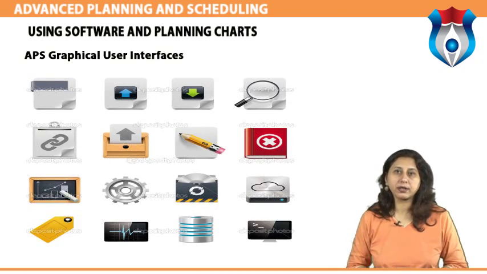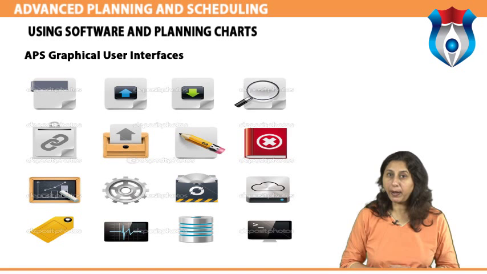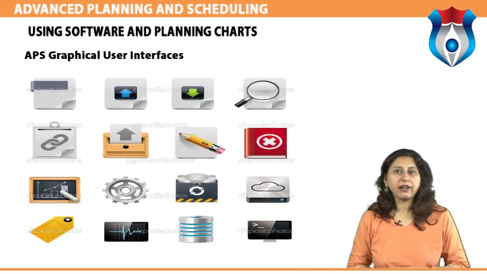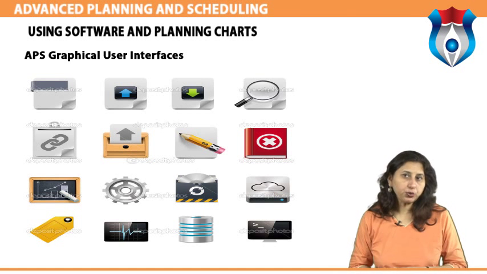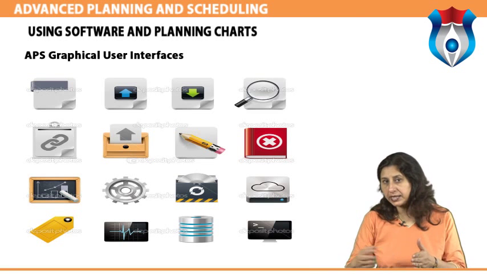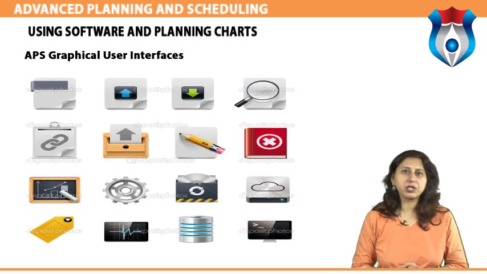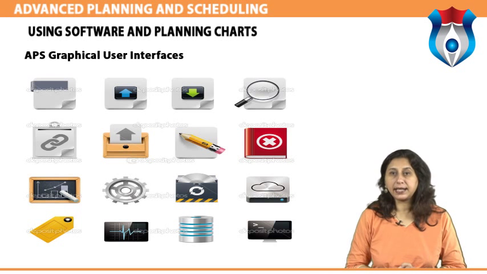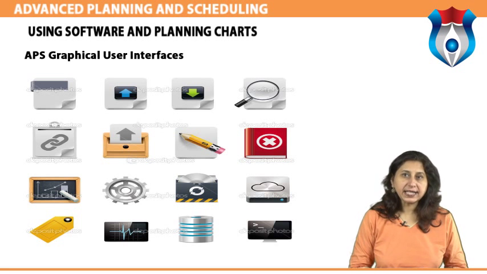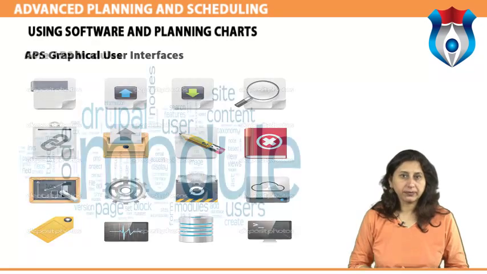APS graphical user interfaces. While the supply chain model and solvers provide the data and intelligence at the core of APS software, the graphical user interface, or GUI, allows the software's users to interact with and interpret the information. These user interfaces, some examples of which utilize spreadsheet-like displays of information, may also provide graphs, Gantt charts, or pictorial representations of supply chain information.